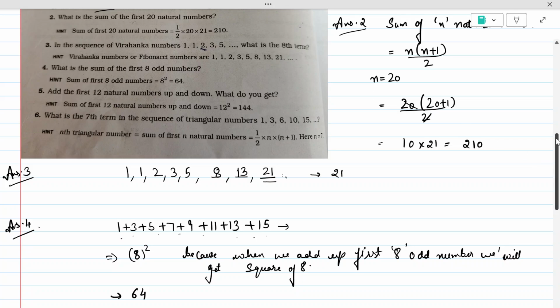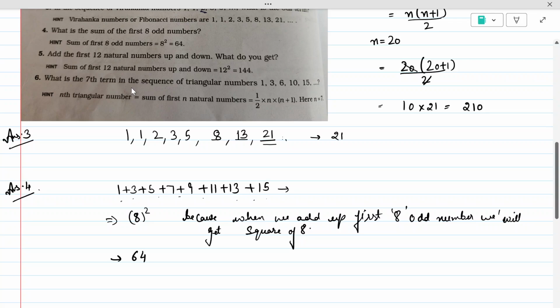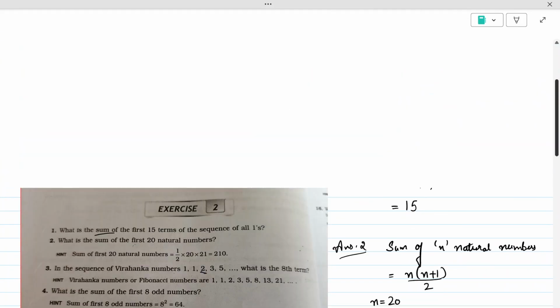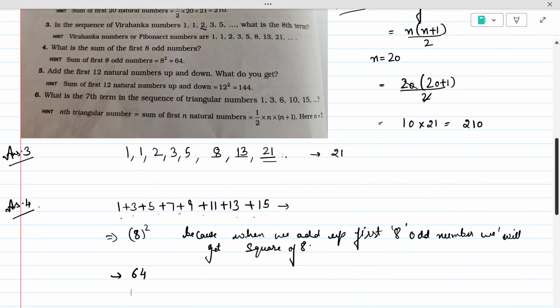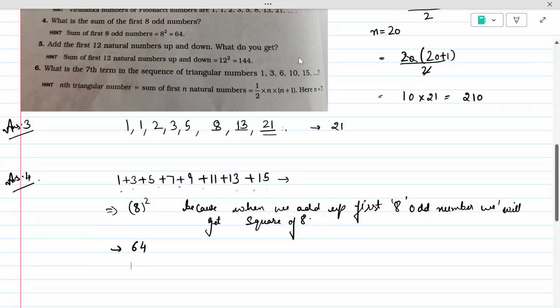Right? Next question is, what is the seventh term in the sequence of triangular numbers? 1, 3, 6, 10, 15. So we have two ways to do it. We can either add up the position to get the next number, or we can use the formula. The formula for triangular numbers is n into n plus 1 by 2, and here n is 7. So we can use this formula and we will get the answer. So these two questions, kids, I am marking here. I have explained and you can do it yourself because they are very easy.